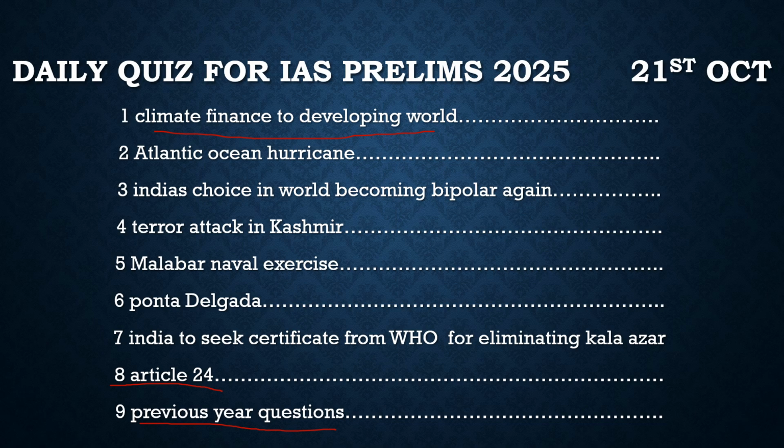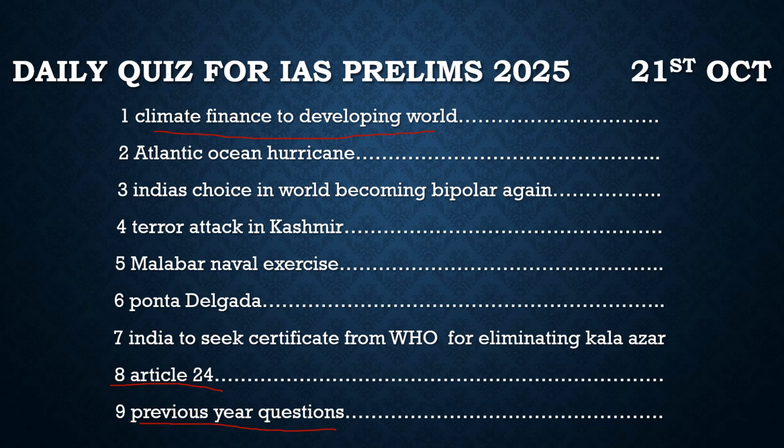And also, if we look at the impact of global warming, it is felt more by the developing and underdeveloped countries rather than the developed countries, because the developed countries have the technology to cope with that, but the underdeveloped and developing countries don't have that much technology. So the impact of global warming is felt by them.